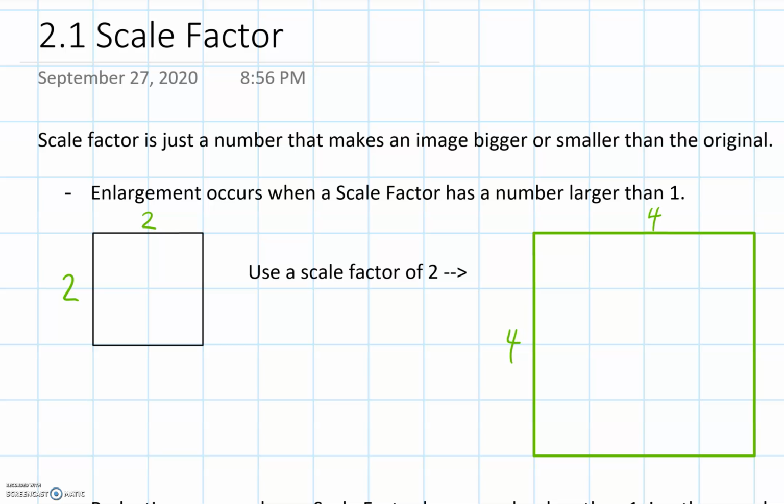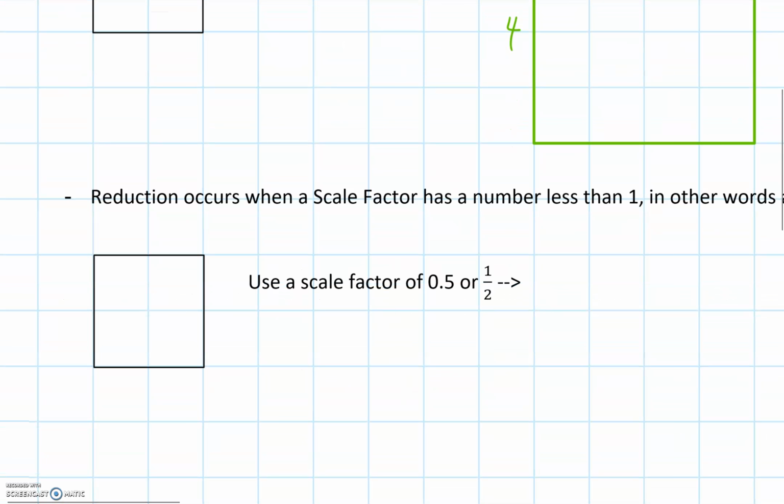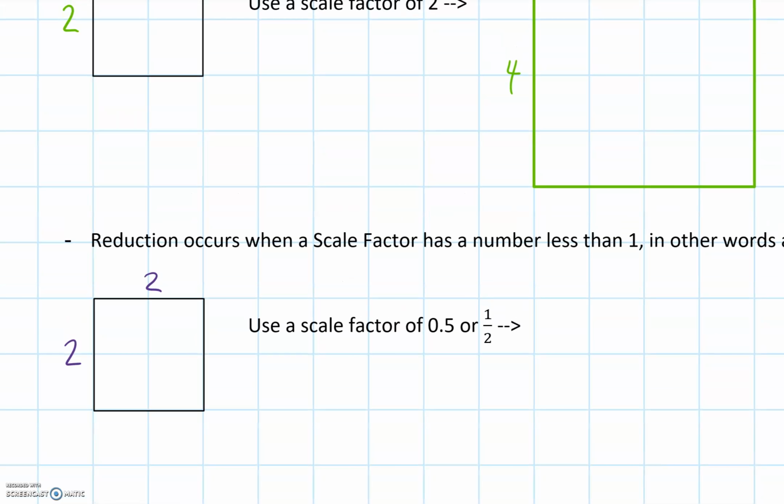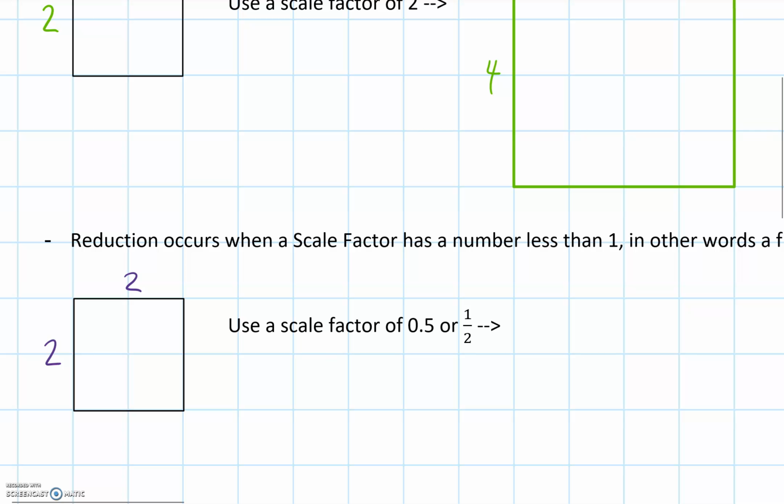So you can go one way, getting bigger, or you could potentially be getting smaller. So let's take a look at this other one here. Here we have the same starting shape, but it says use a scale factor of 0.5 or 1/2. So you're going to have a reduction if you have a scale factor with a number less than 1. In other words, a fraction. So here we have 0.5 or 1/2.